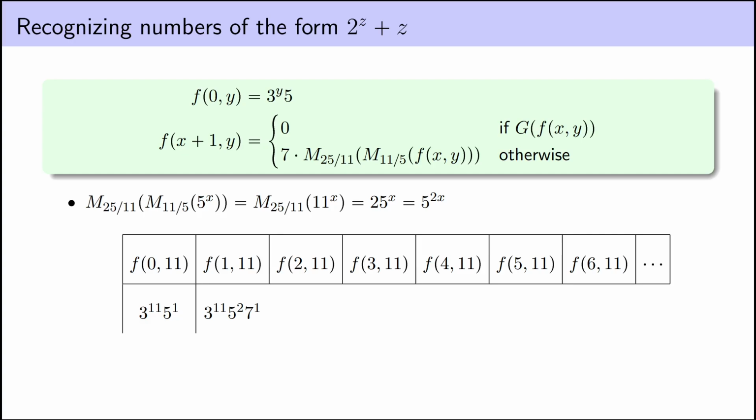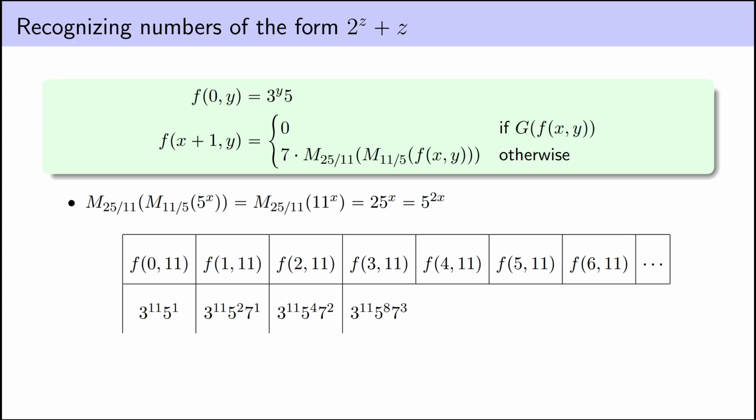Again, we still don't satisfy our g predicate. 11 is not 2 plus 1, so we take another step forward, doubling the exponent of 5 and adding 1 to the exponent of 7 to get f of 211. 11 again is not 4 plus 2, so we take another step forward, doubling the exponent of 5 and adding 1 to the exponent of 7.